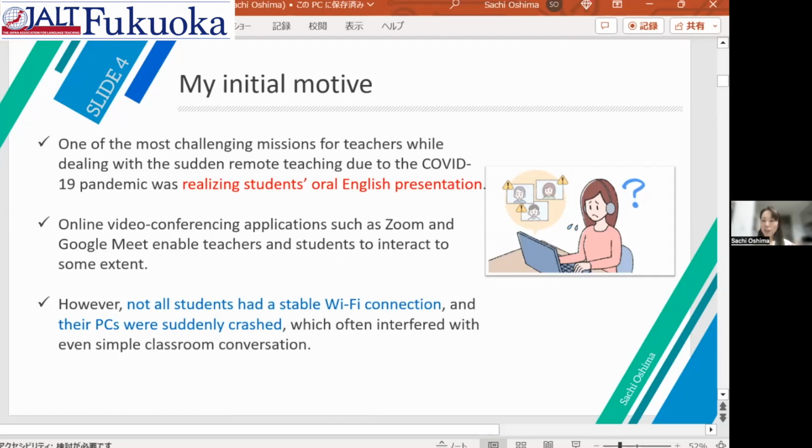That was happening in 2020 or 2021. These two years we had a challenging time. So my initial motive was how to realize students' overall English presentation and, moreover, how to help students interact with each other.